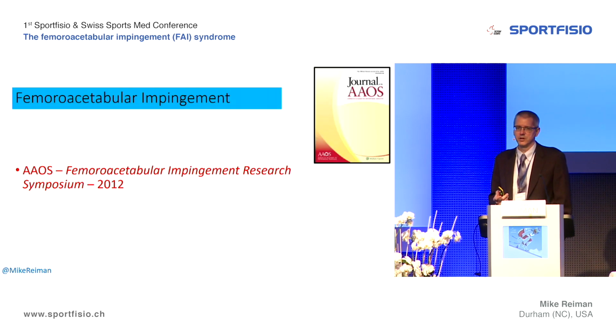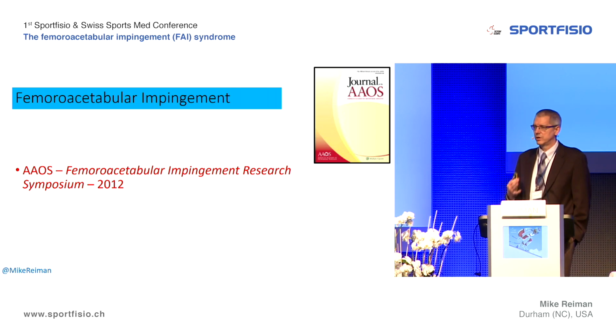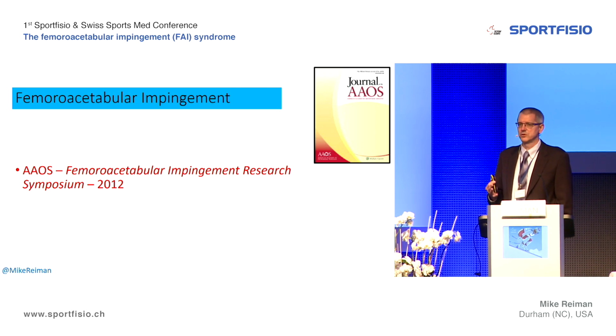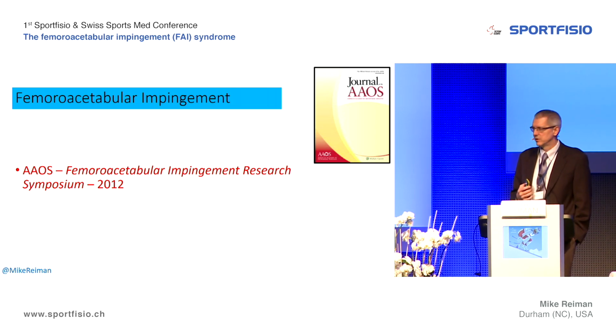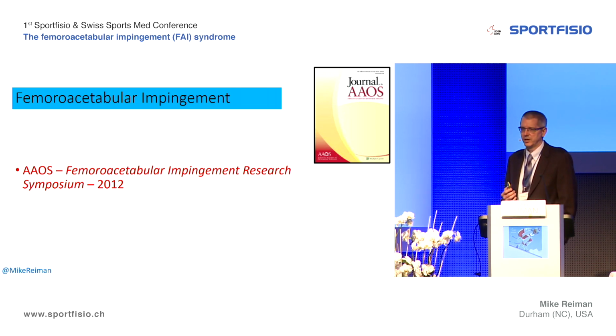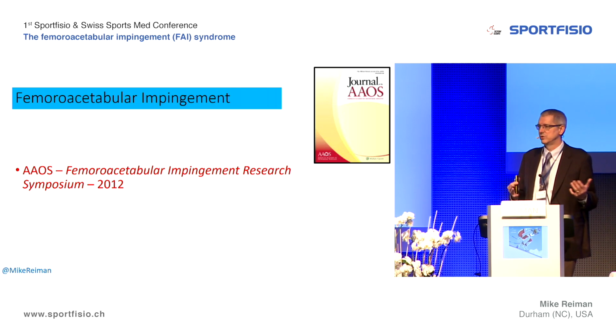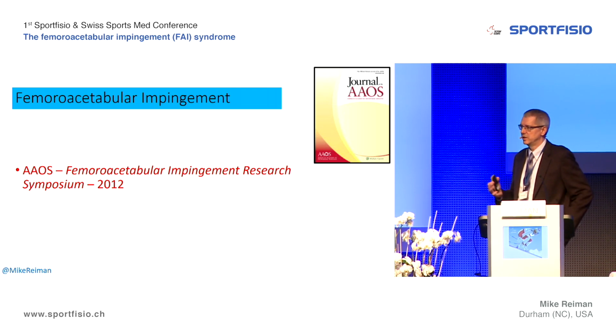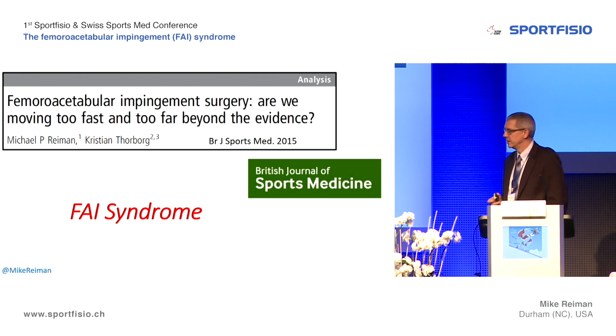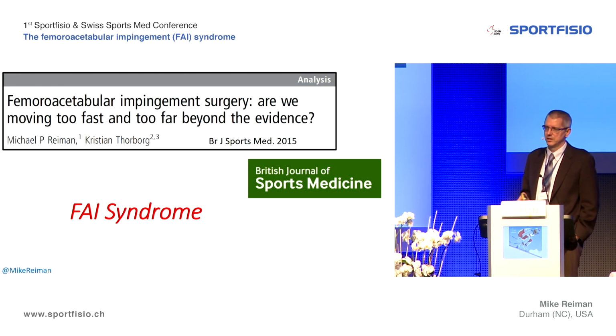Since that 2003 article, other groups have tried to quantify and put some structure to that diagnosis. A group met in 2012, the American Academy of Orthopedic Surgeons, and from that came 3 articles, looking at diagnostic imaging, clinical, and terminology. They tried to figure out, can we put parameters to this diagnosis? Do you need a certain alpha angle? Do you need certain things? And since then, there have been a few articles written, and part of my PhD is on FAI syndrome.